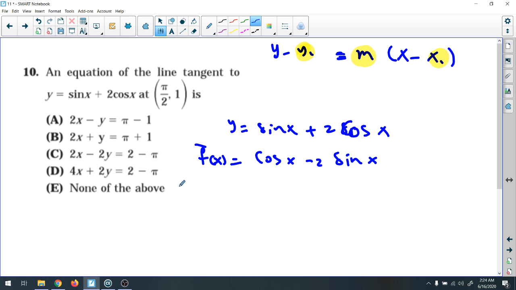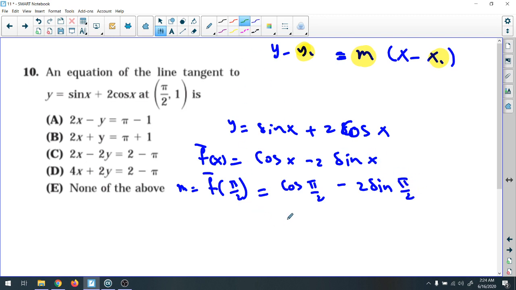Now to find the slope m, remember, the slope m is the derivative at x equals pi over 2. At x equals pi over 2. So we're going to replace x with pi over 2. So it's cosine pi over 2, and instead of x, minus 2 sine pi over 2.